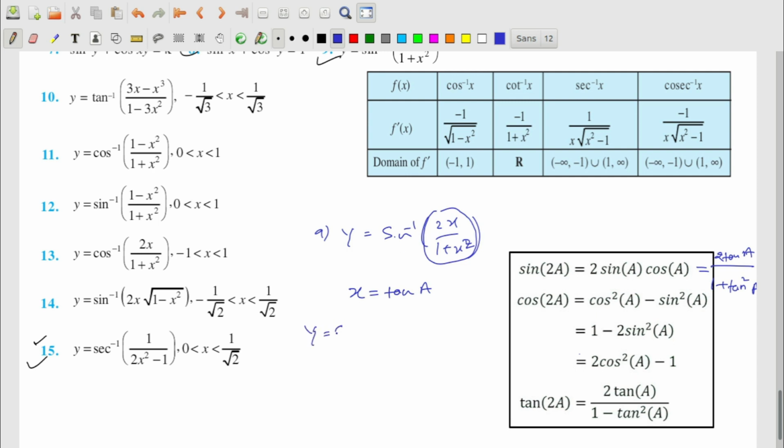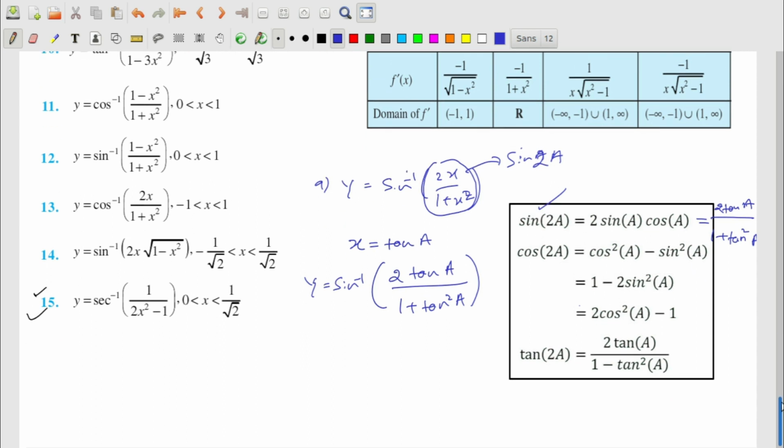If I take x is equal to tan of a, we get y is equal to sine inverse of 2 times tan a divided by 1 plus tan square a. Why do we need this substitution? Because using this double angle formula, this can be written as sine of 2a. Then sine inverse and sine will cancel out, and we get rid of the inverse trigonometric function. The main objective of this substitution is to remove this sine inverse.